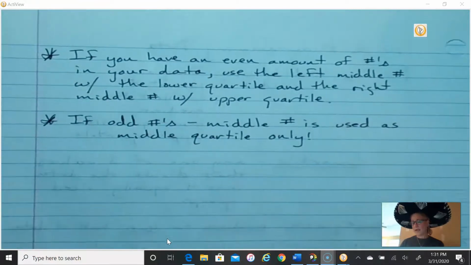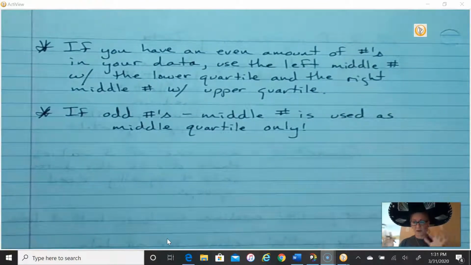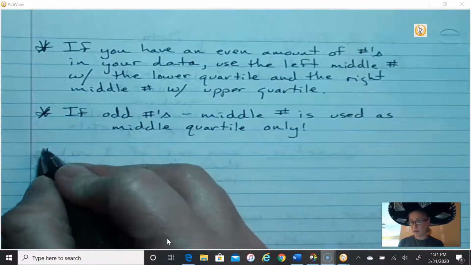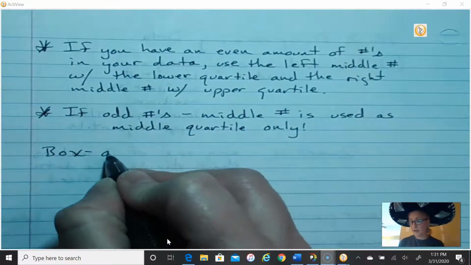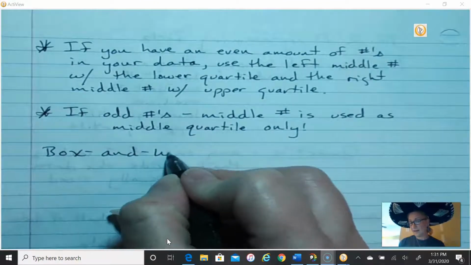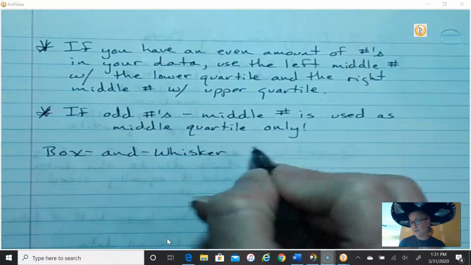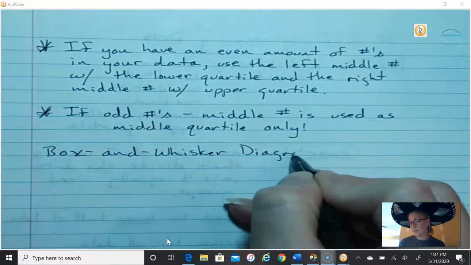Okay, so now you could figure out how to do the box and whisker, but now I'm going to show you how to actually draw it. And then you'll understand where it got its name. It's kind of weird. So here's the diagram.